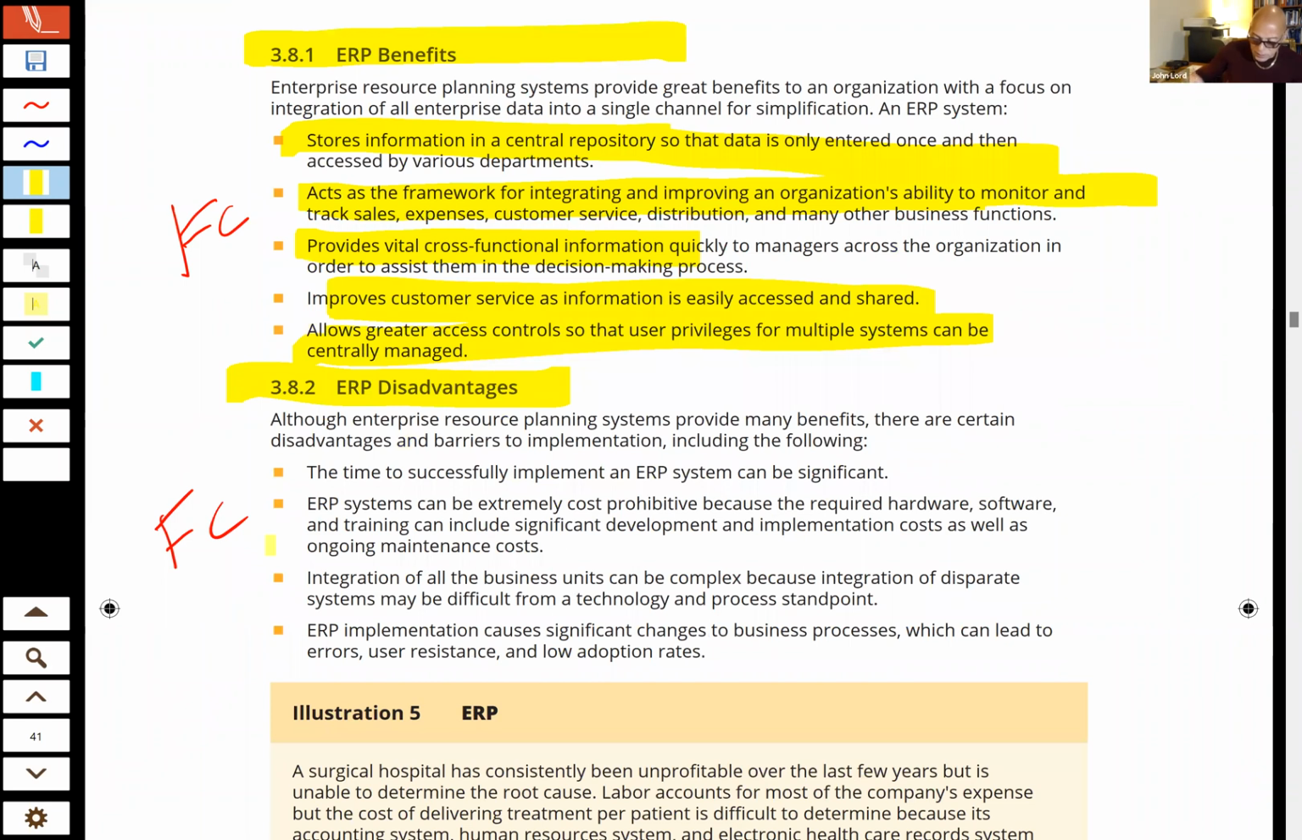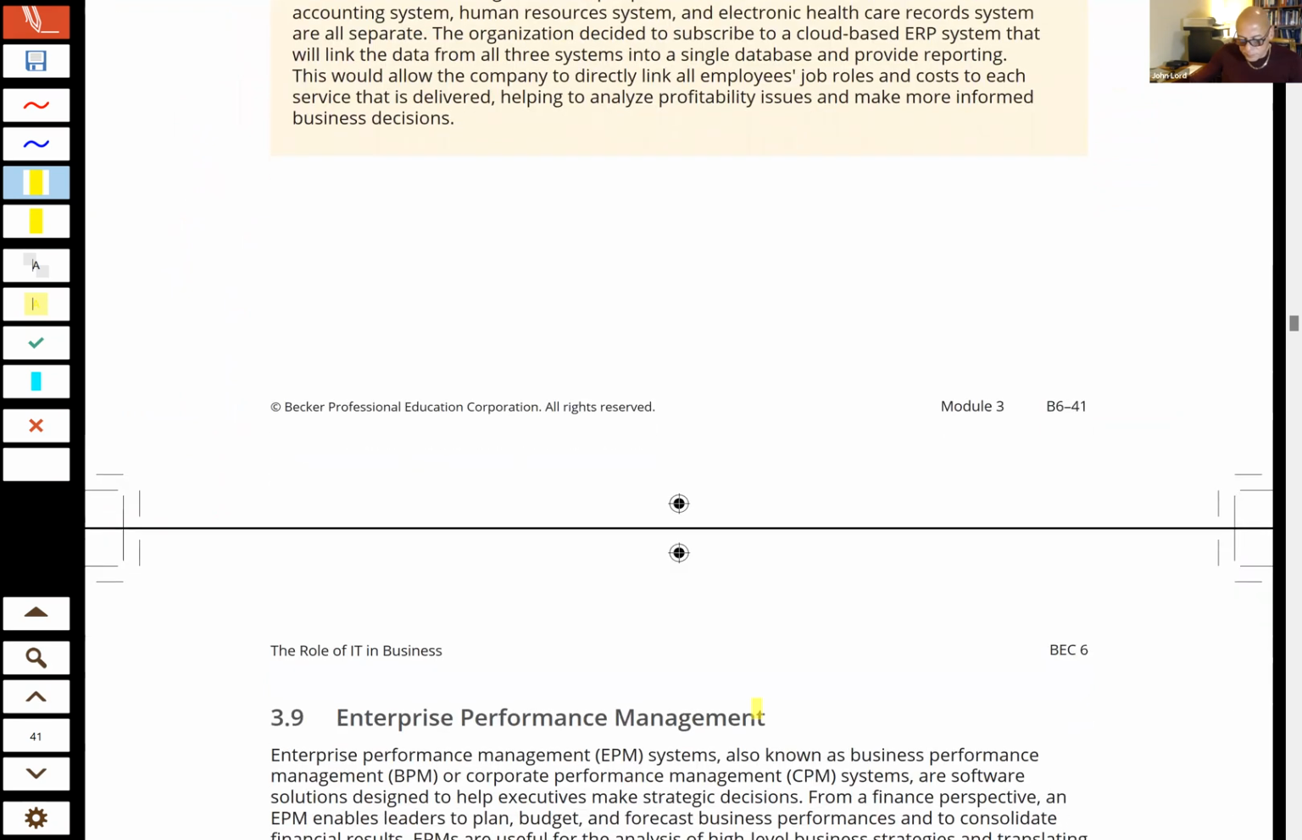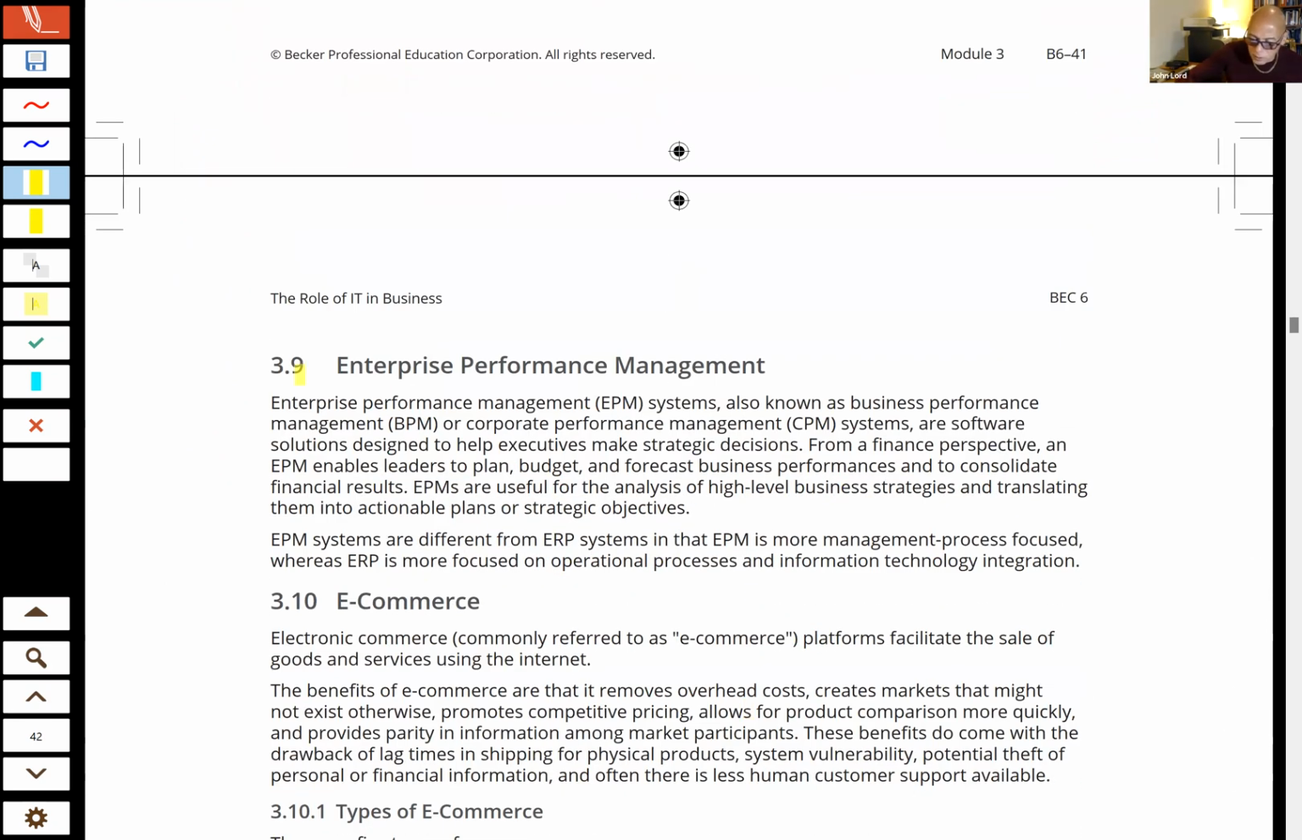Now, the obvious disadvantage is going to be the time to implement this. They can be very cost prohibitive, okay, because it's a lot of software and whatnot. Integration of all business units can be complex, and ERP implementation causes significant changes to business processes, which can lead to errors, user resistance, etc. So when you look at the disadvantages, getting something like this up and running would be the key disadvantage, okay? Okay, good.